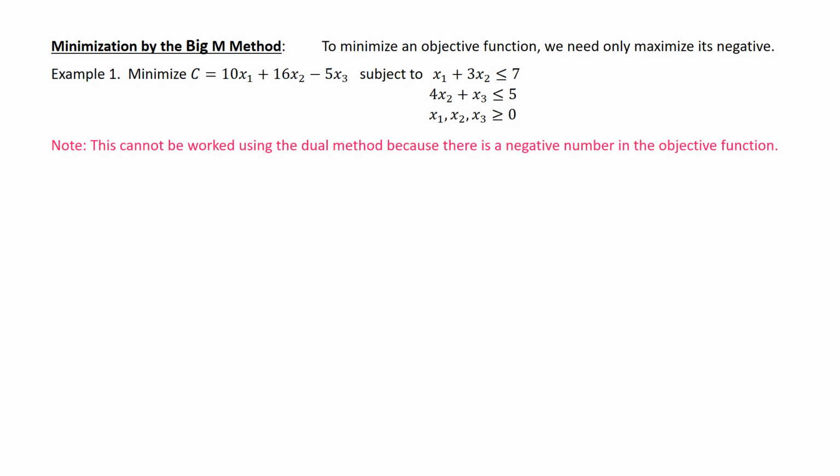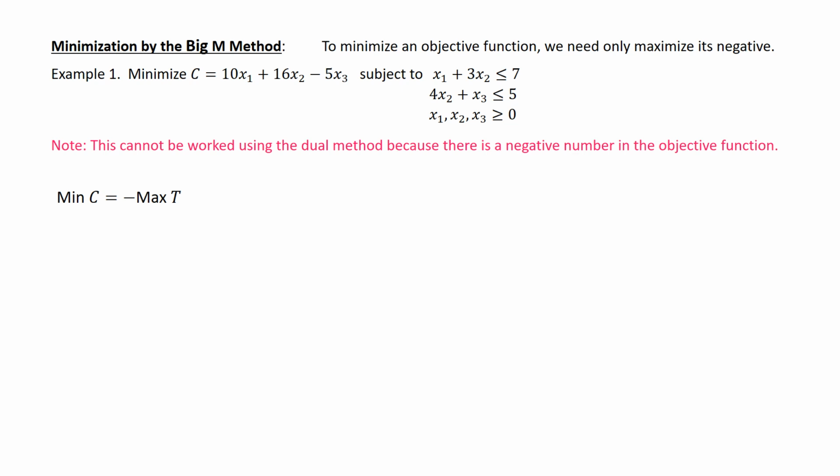So note, this can't be worked using the dual method. Even though the constraints have less than or equal, we could change those to greater than or equal. The problem is that there's a negative number in the objective function. So that's why we have to use a different method. Because the constraints are both less than or equal, I just have to add a slack variable. So I don't have to add any artificial variables to this problem at all.